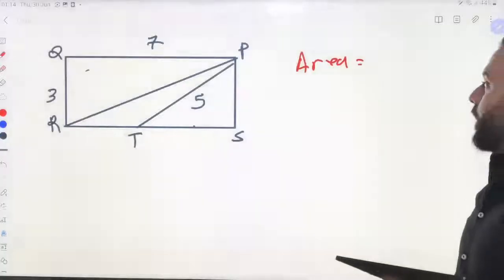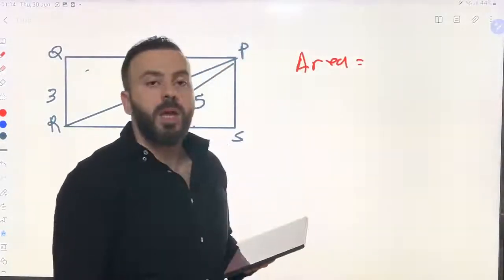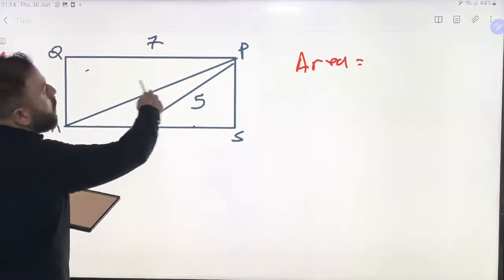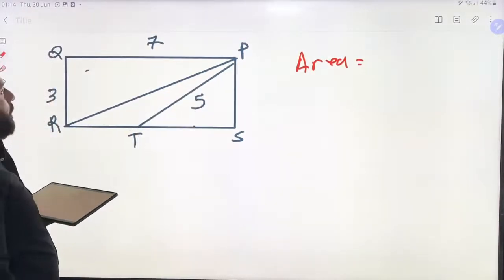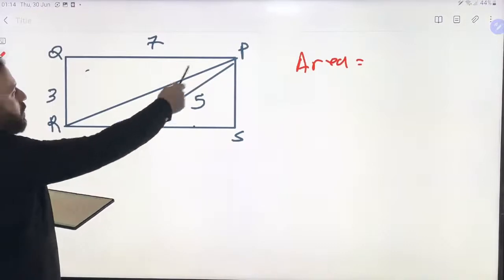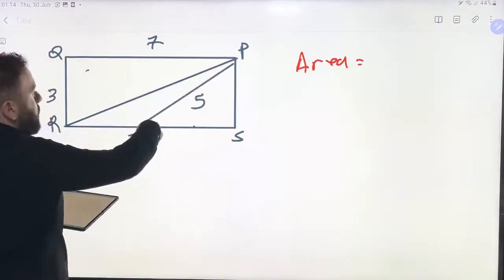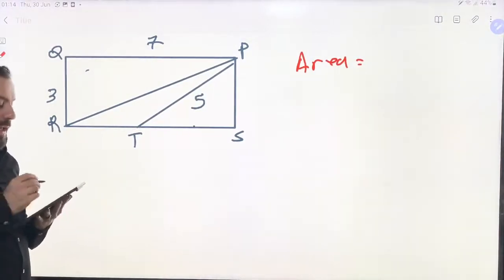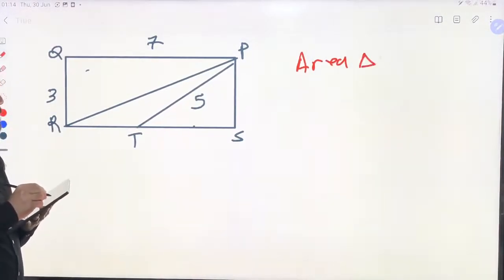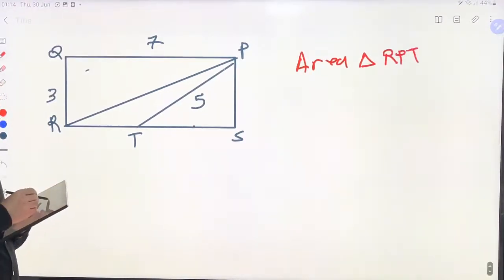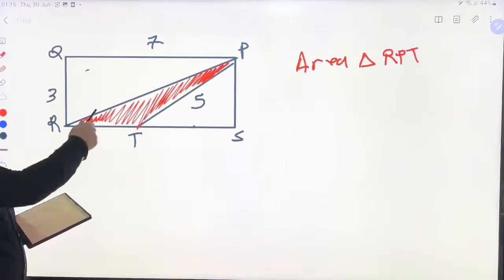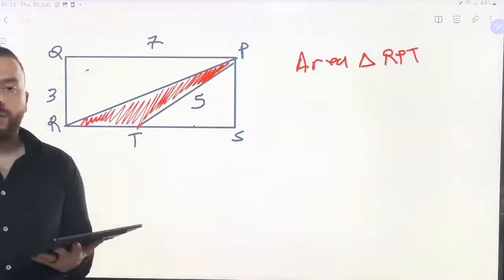Okay, and question 3 here. We have a rectangle QPSR, and it contains a small triangle here, RPT. The question is telling me I want to find the area of triangle RPT. So this triangle, if you can see it, how do we find its area?